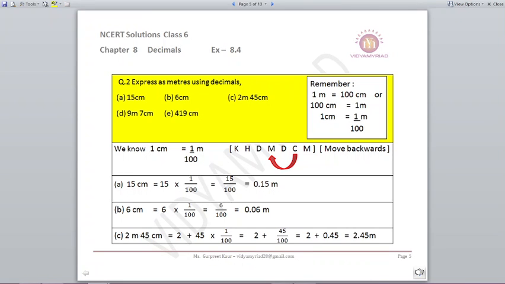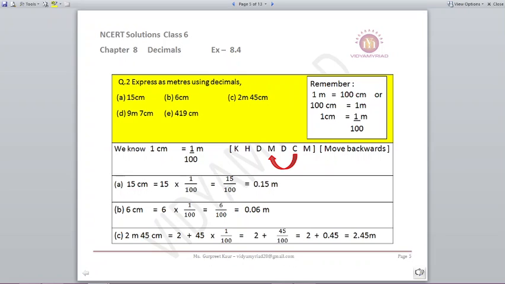Question number 2. Express as meters using decimals. Now here in the questions, you are given centimeters. From centimeters I have to convert it into meters. What does it mean? I have written the quotes. King Harry died, mother did not cry much. I have written the initial. That means where is centimeters and where is meters? I am moving backwards. How many steps I have to move backwards? 2 steps. First I will go C to D, then I will go D to M. 2 steps I will jump.